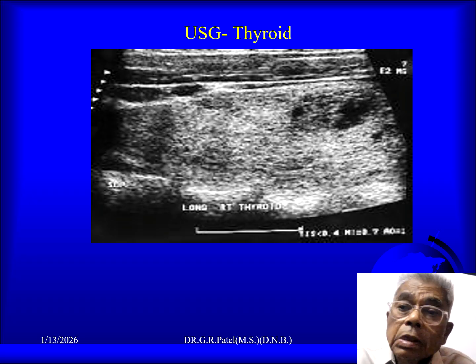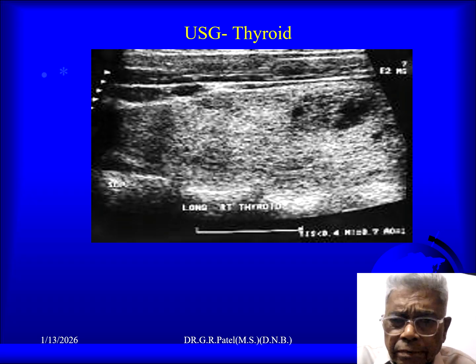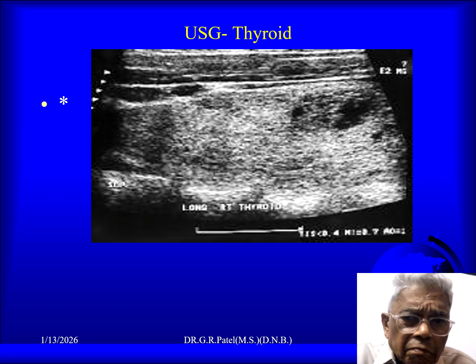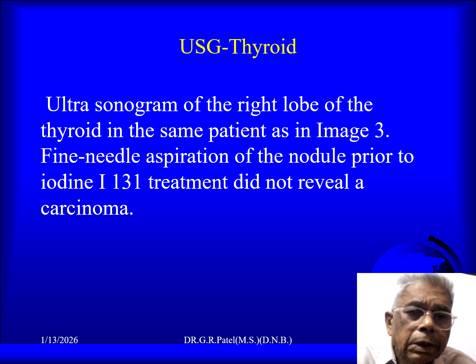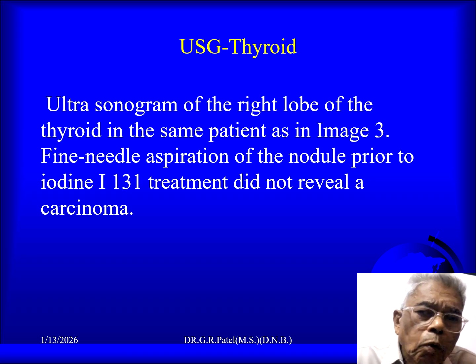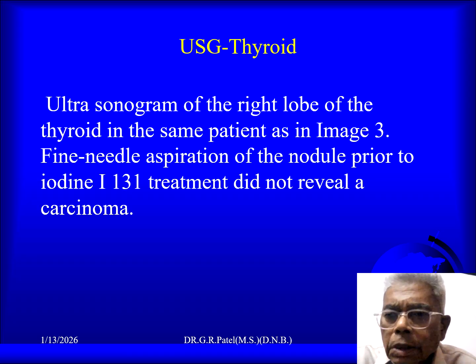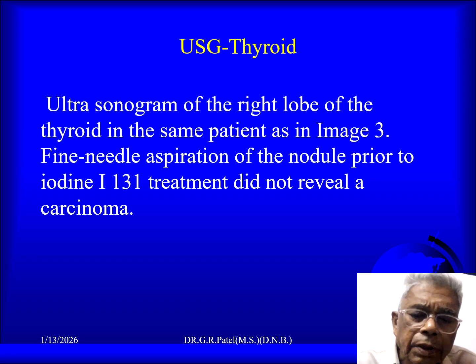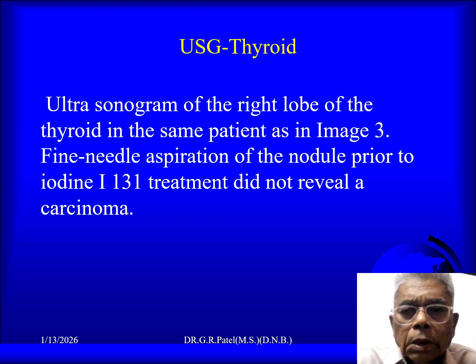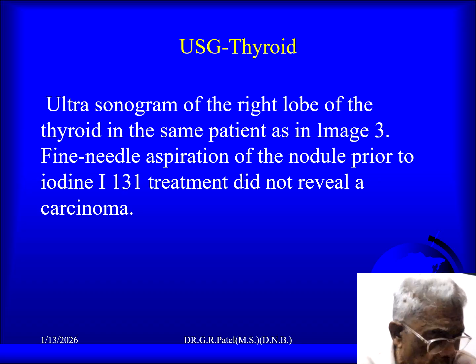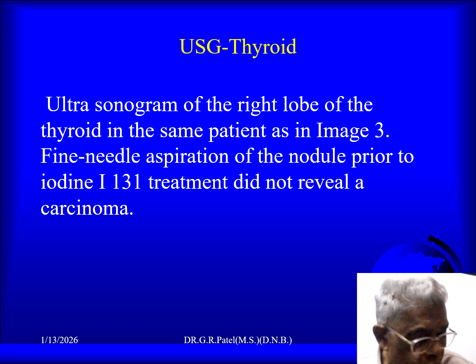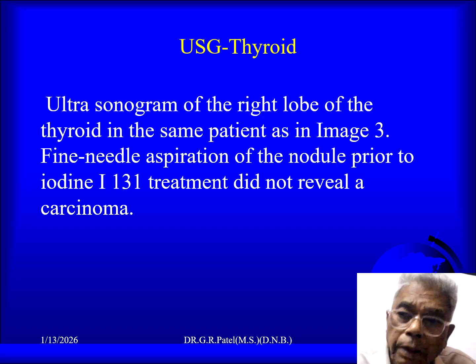This is USG of thyroid. Thyroid ultrasonogram of the right lobe of the thyroid in the same patient as in the previous image. Fine needle aspiration of the nodule prior to iodine 131 treatment did not reveal a carcinoma. So iodine 123 is used for scanning and iodine 131 isotope is used for treatment. That we must remember.